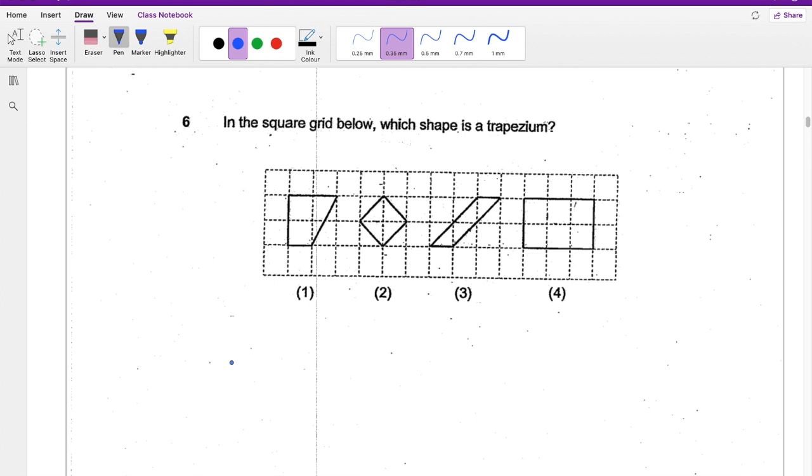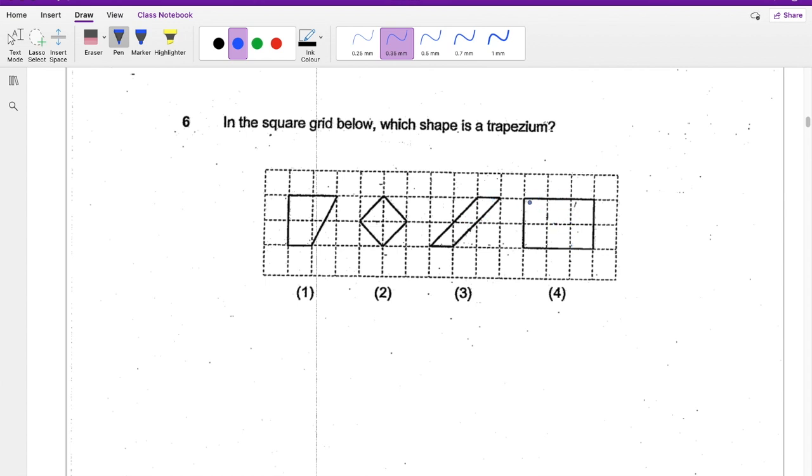Okay, for question 6, in the square grid below, which shape is trapezium? Well, trapezium is this one, right? It's very straightforward. We see that these two lines are parallel, and the length of top and bottom are not equal, right? It's called trapezium. If these lengths are equal, right, and parallel, this is parallelogram, right? This is rectangle.